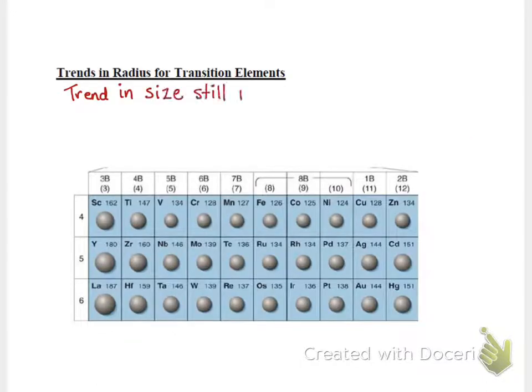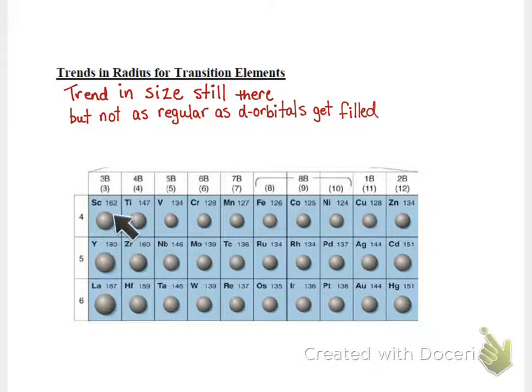The trends for the radius in the transition elements are still there. As you look across, you do see they definitely get a little bit smaller as you go across, but they're not as regular. They're definitely harder to see the trend. The trend up and down is still there, however. So as you go down, they get bigger, but the getting smaller going across a period is just tougher to see in the transition metals. Some weird things happen with d orbitals, so it's not as regular of a trend.